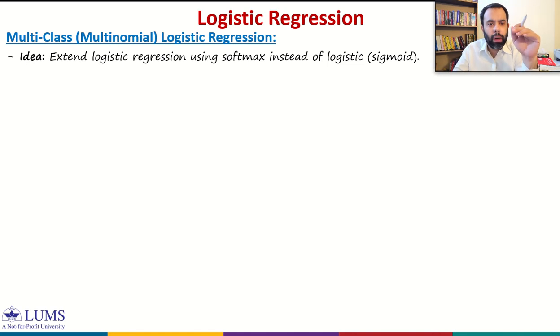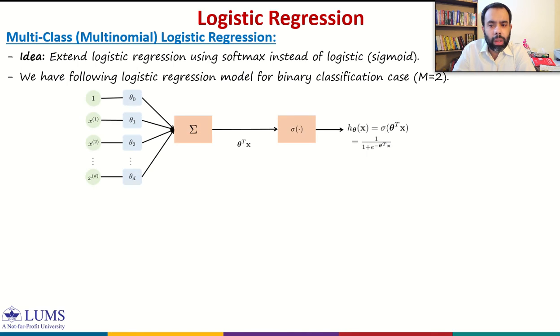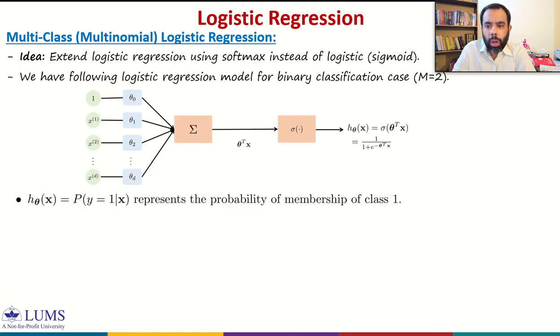So what was logistic regression? We take a weighted sum of inputs followed by a sigmoid that squishes the value between 0 and 1. For a binary case, we have this model, and what was h theta of x? That is the probability of y equal to 1 given x. So this probability represents the probability of membership of class 1.